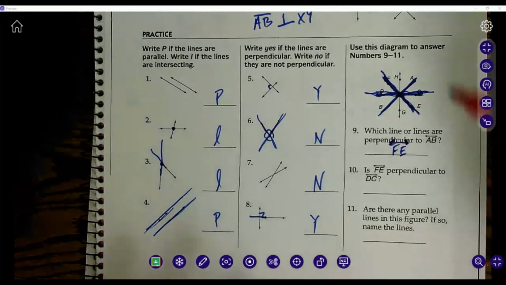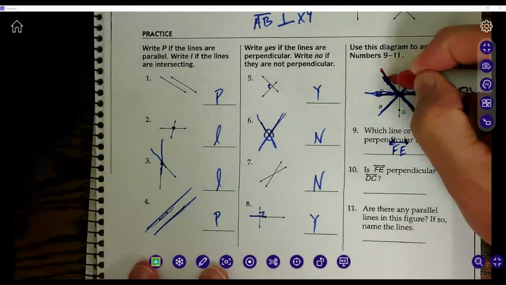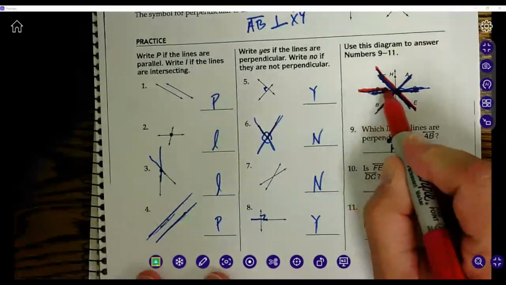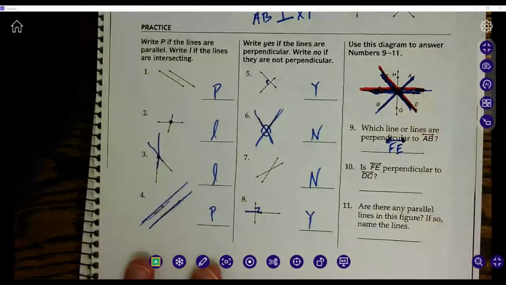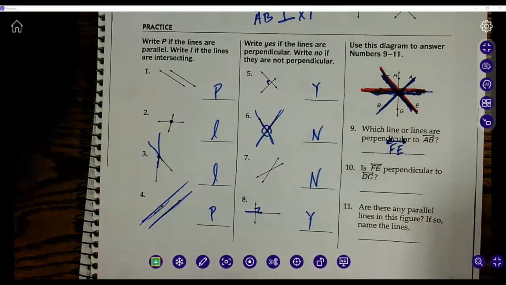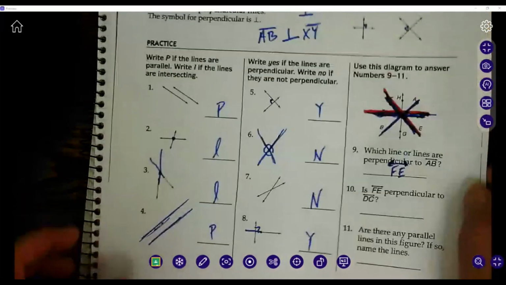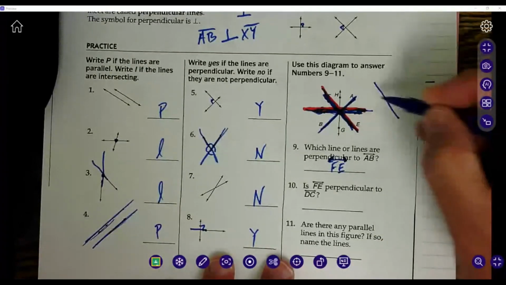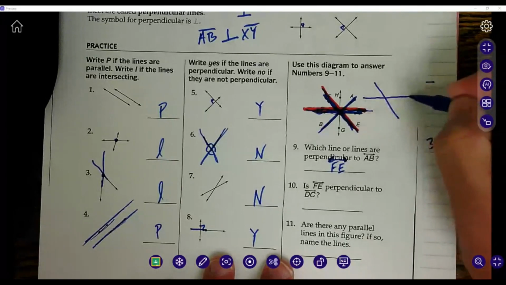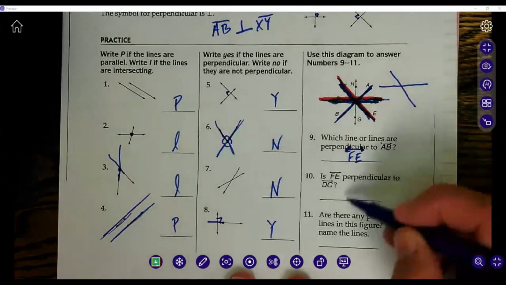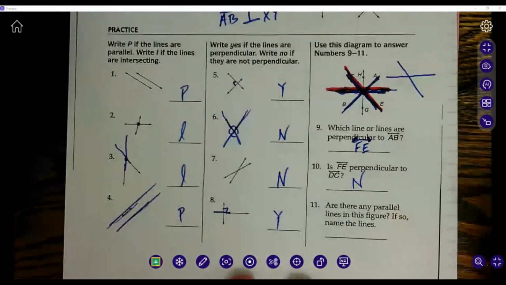Okay. Might be helpful if I draw this in a different color. There is FE, and there is DC. And be careful, those are not really forming a right angle. If I pull that off, that picture looks more like this. So they are not forming a right angle. The answer is no.